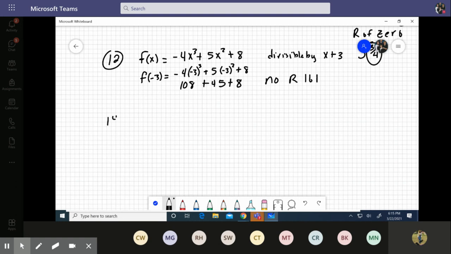So 14, I've got f of x is 4x to the 4th minus 15x squared minus 4. And I want to know, is it divisible by x minus 2? If not, what is the remainder?